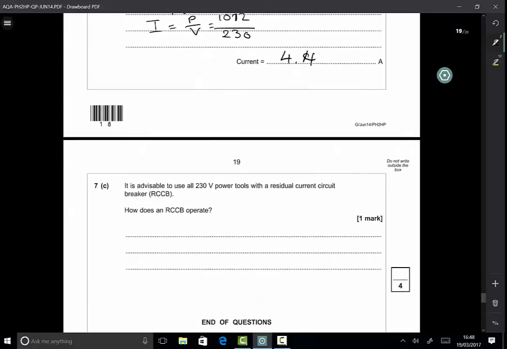It's advisable to use 230 volt power tools with a residual current circuit breaker. How does an RCCB operate? It detects a difference in current between the live and neutral wires.